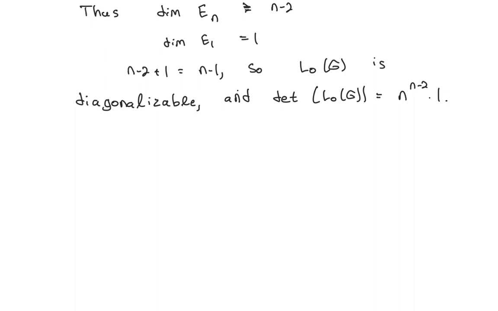And since these numbers add up correctly, that means this actually has to hold with equality. It couldn't possibly be bigger, because then you'd have more eigenvalues than you have dimension, and that's not possible. So in particular, this tells us that the eigenvalue n has multiplicity n minus 2. And the eigenvalue 1 has multiplicity 1. And so the determinant of our Laplacian is the product of the eigenvalues. It ends up being n to the n minus 2 times 1, which was Cayley's theorem.